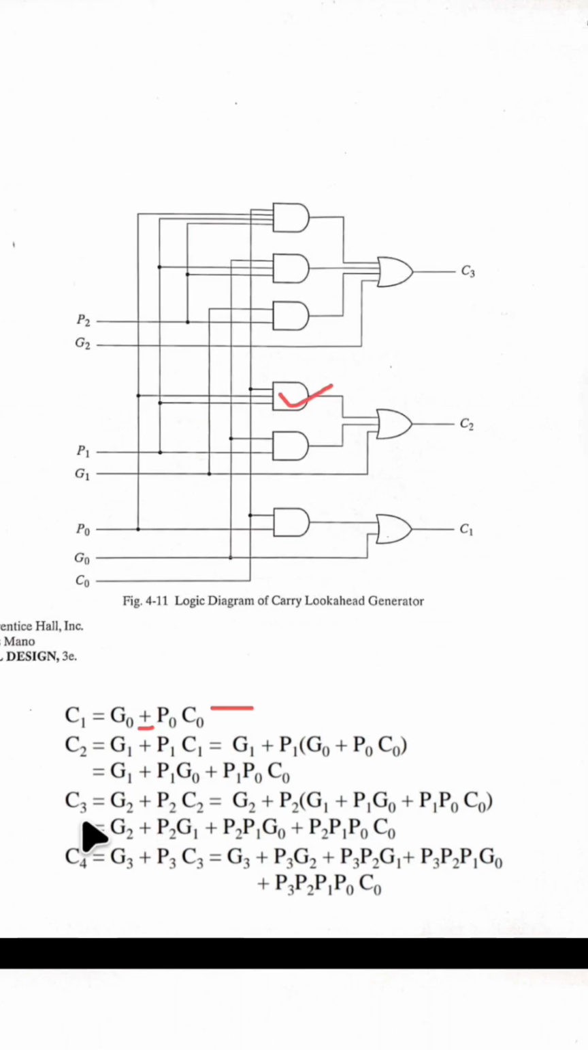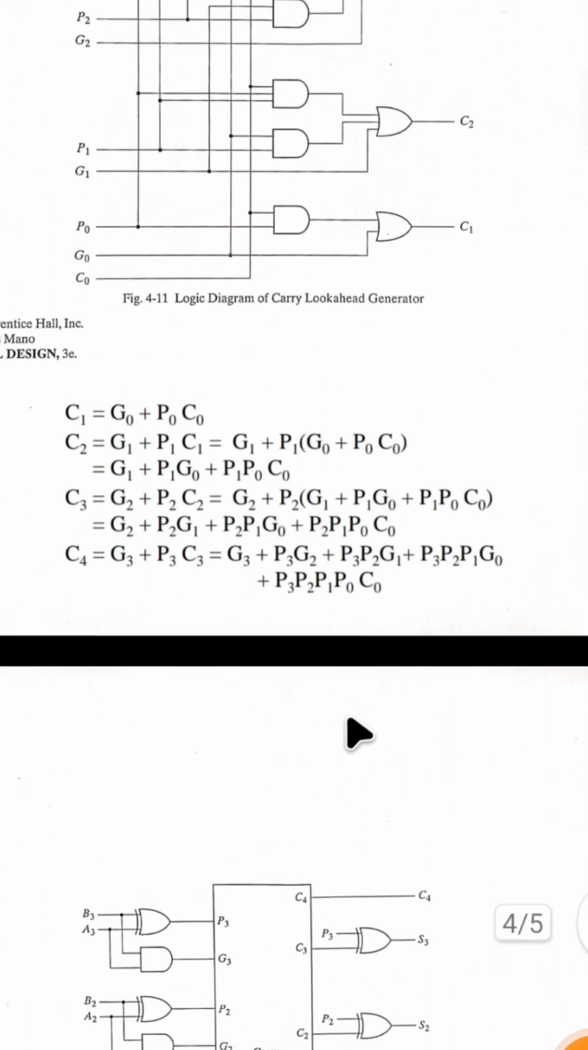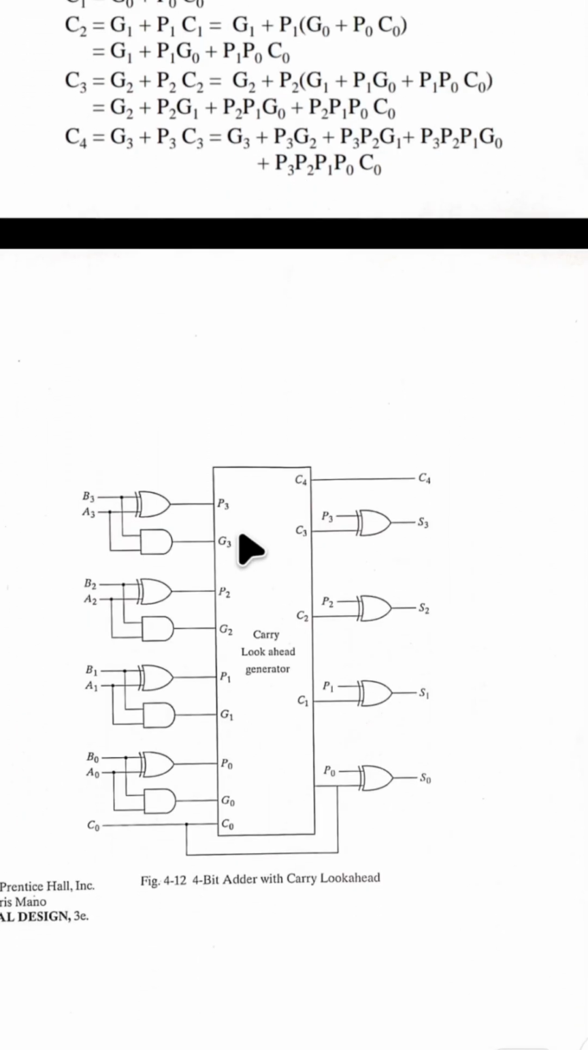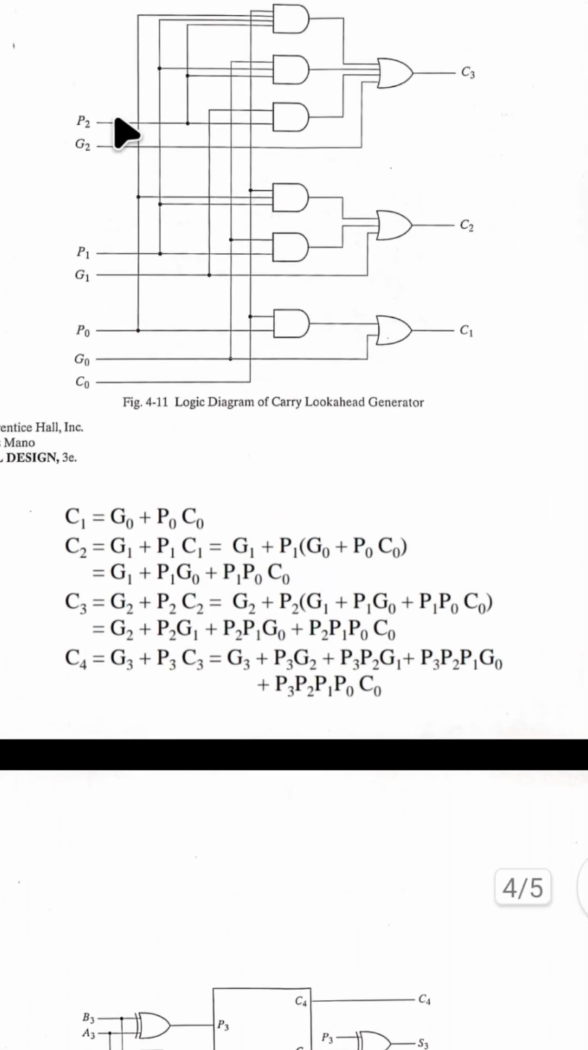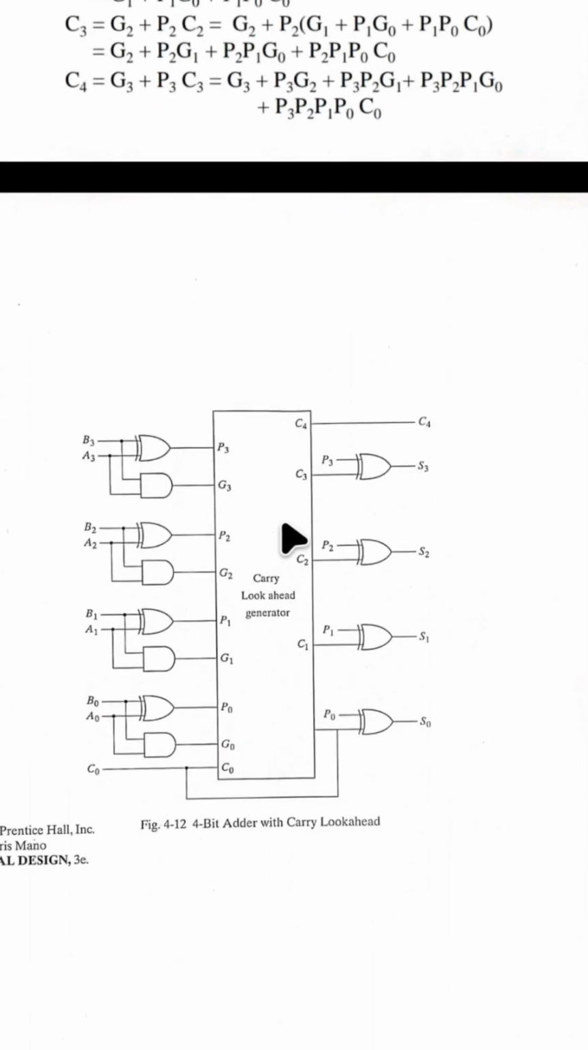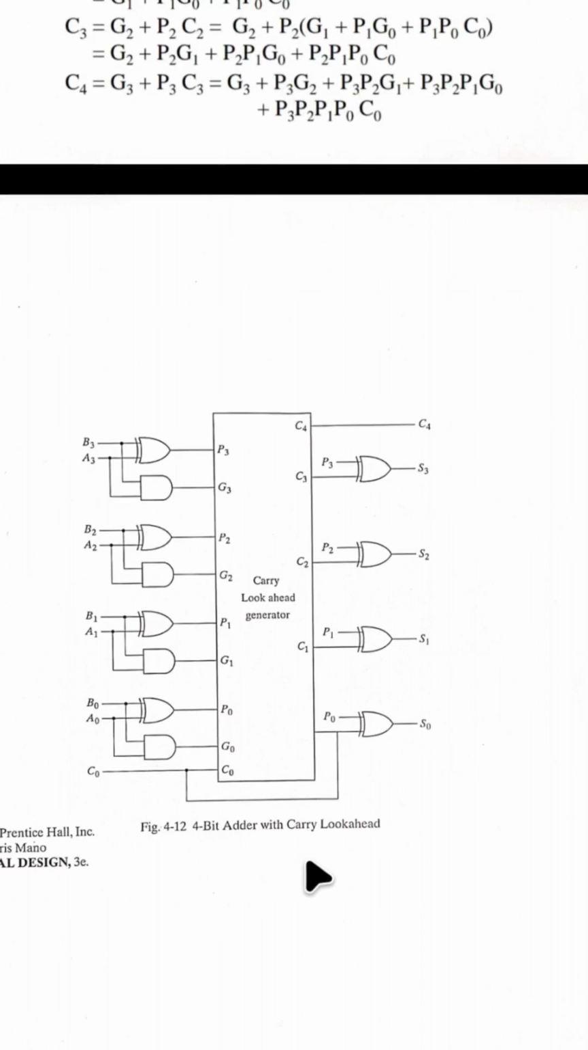Similarly, if you look at C3, what are all the values I am going to have? 1, 2, 3, 4. This is how I'll be drawing the logical diagram of my carry look ahead generator. Similarly, I'll be having it for C4 also. Clear? So this block diagram with P2, P1, whatever I have, this setup is taken as a block and it is being represented here. This is the 4-bit carry look ahead generator.